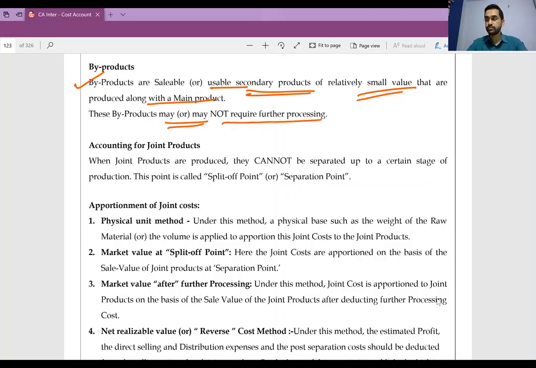Right. Now, byproducts come out of a particular process; you have not specifically incurred any extra cost to produce byproducts, right? You don't spend any extra effort. You don't hire one laborer only to get that byproduct. Byproduct is also an output that you may or may not further process.